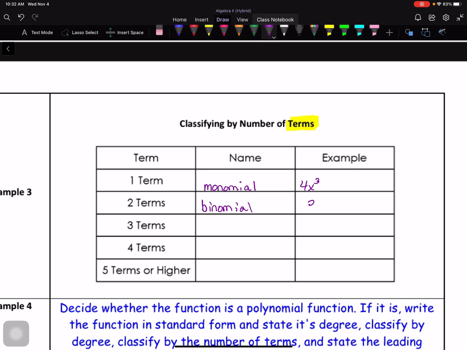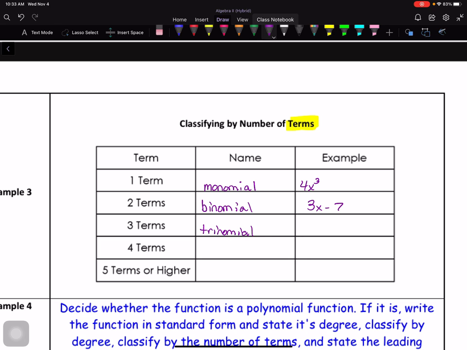So something like 3x minus 7. There are 2 terms because they are separated by addition or subtraction. So one term, another term. A trinomial would be three terms. And these are kind of what we just got done factoring in the last unit.